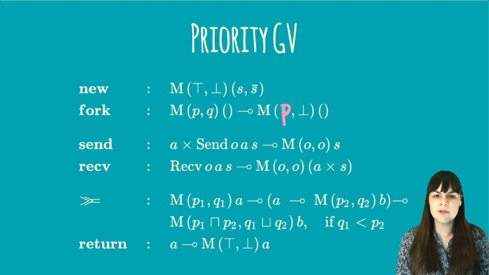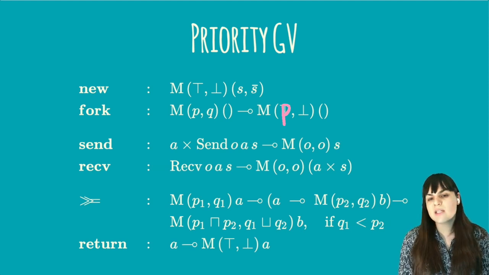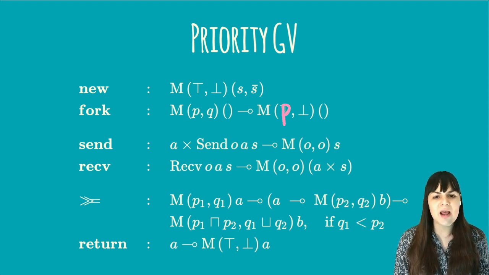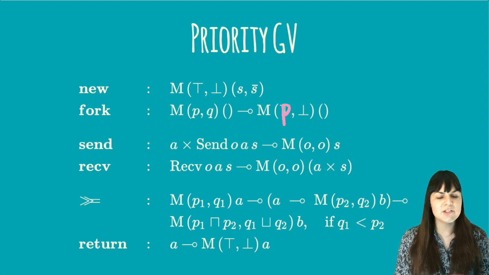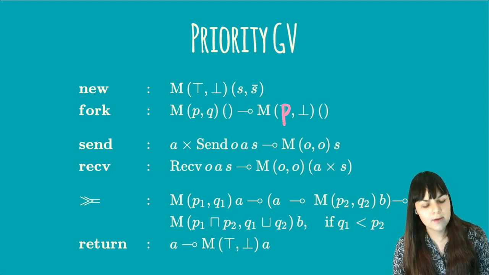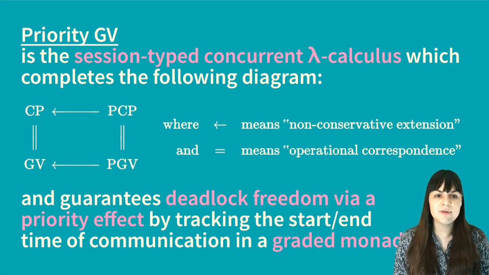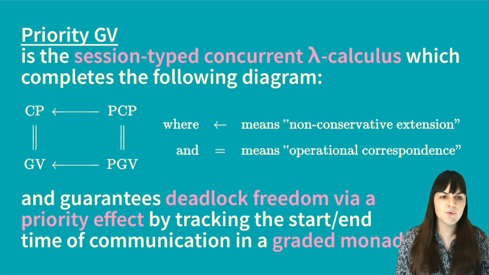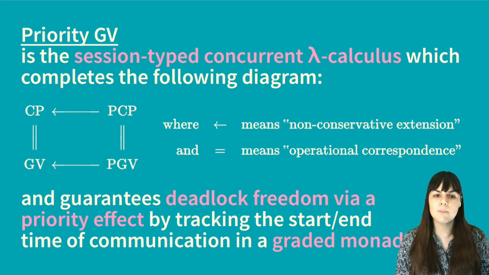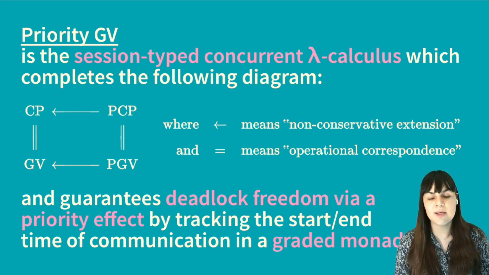And that's Priority GV. If you want to type an effect system for this, just imagine that everything lives in the concurrency monad and insert fmaps as needed. Right. Thank you for your attention. Priority GV that I've presented is the session types concurrent lambda calculus, which completes the following diagram, and it guarantees deadlock freedom via a priority effect by tracking start and end times of communications in a graded monad. Thank you very much.